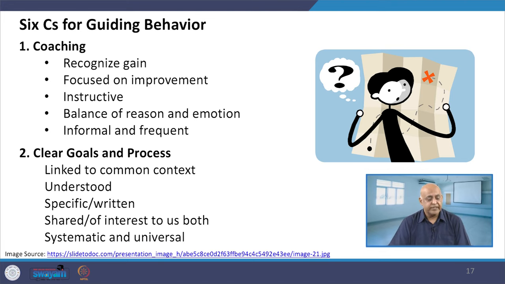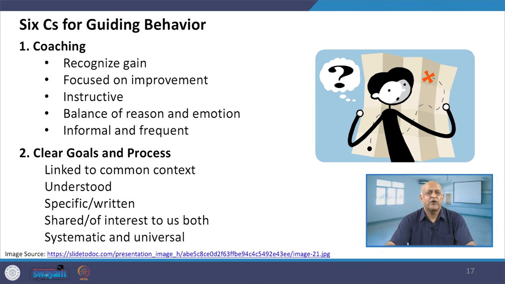Now here we will talk about the six Cs for guiding behavior, and the first is coaching. When you want to develop others, first your role is a coach, and therefore your goal is clear. You are focusing on the roadmap where you want to take your subordinate, with a balance of reason and emotions. It is not only a question of the brain, it is a question of brain and heart, both. So the emotions are to be connected to that development plan, and it will be informal and frequent.